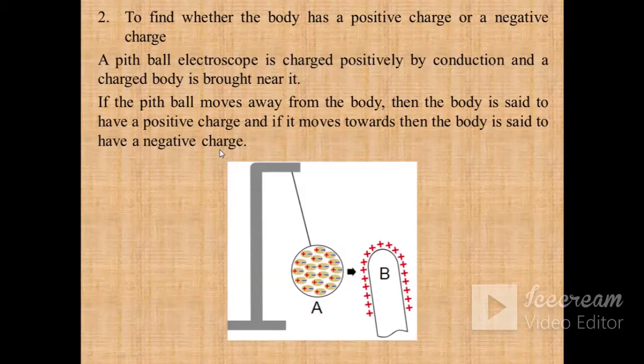So suppose this pith ball is there and it is negatively charged. When we bring this positively charged rod near this pith ball, it is going to attract the pith ball. So we can say that since A we have charged as negative, B is the positively charged body. In this manner we can detect the type of charge on the surface of the conductor.